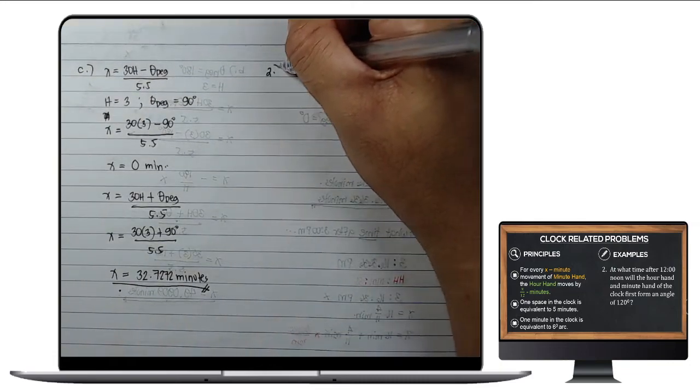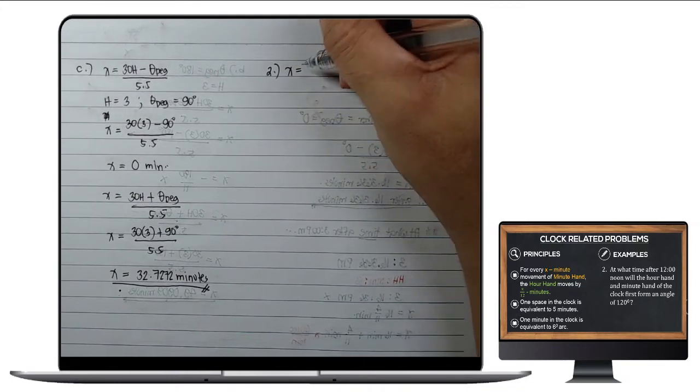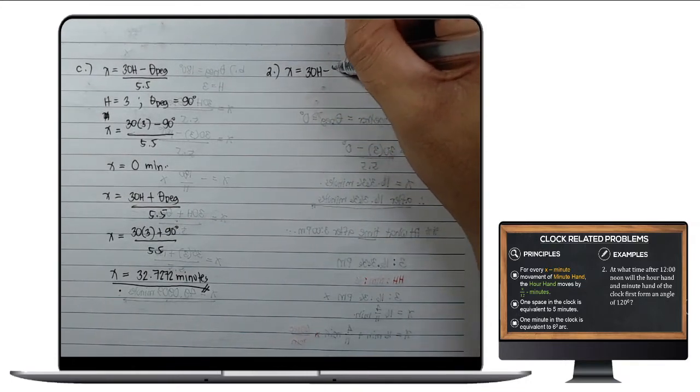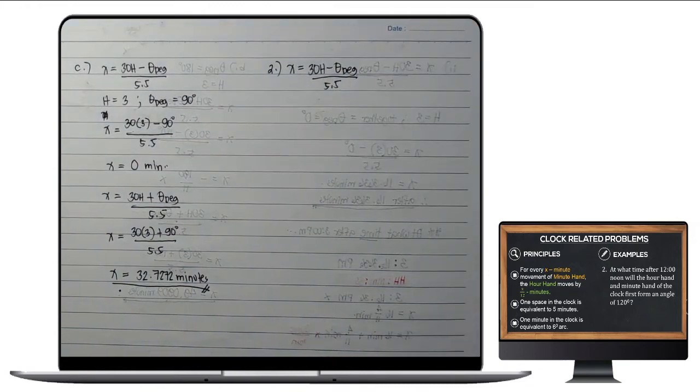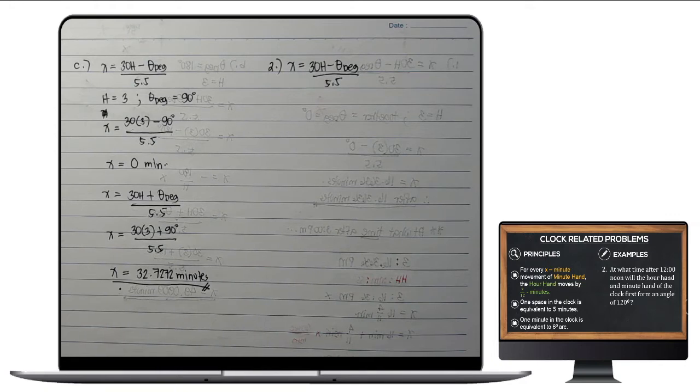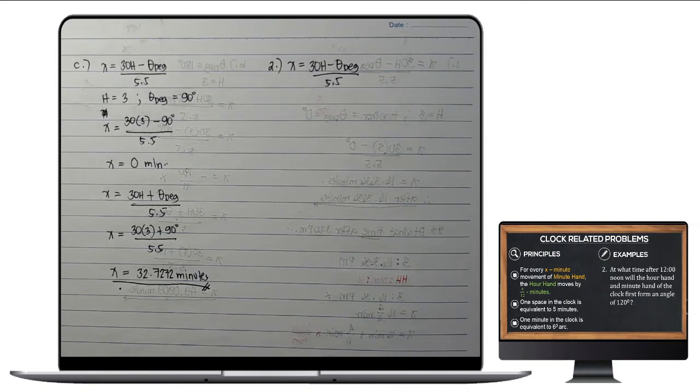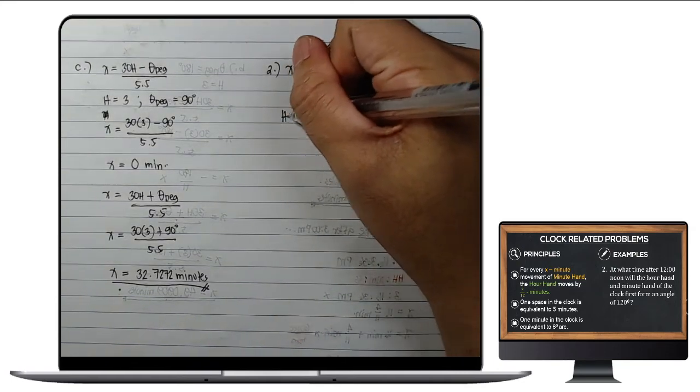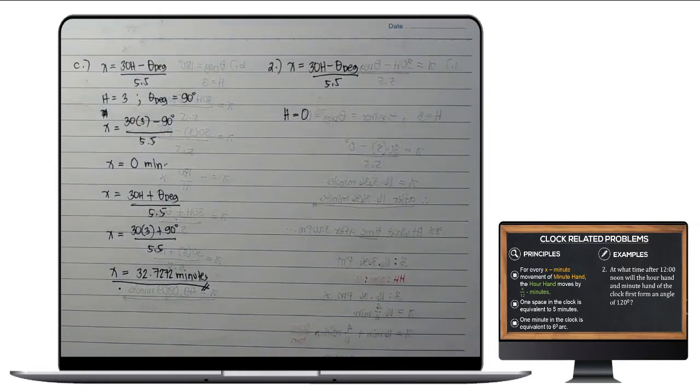So, for problem number 2, again, we'll be using x is equal to (30h minus theta in degrees) divided by 5.5. Okay? So, at what time after 12 noon? Take note lang, yung mga h natin, that pertains, kaya natin siya ginawang ganon, that is the reference. So, yung reference natin is the 12 o'clock mark. Okay? So, ibig sabihin, pag yung time natin is 12 o'clock, whether it is 12 midnight or 12 noon, we will assume that h is equal to 0. Kasi yan yung ating reference.